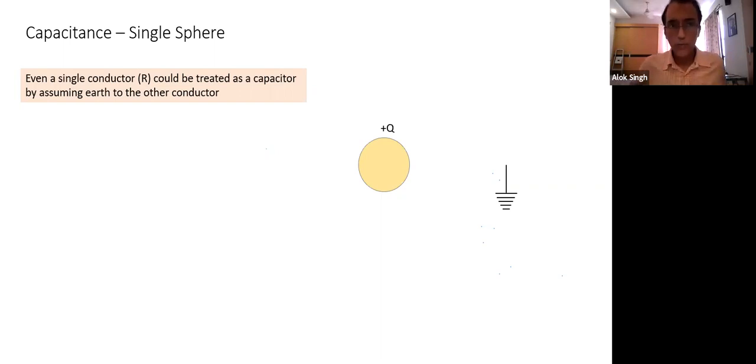So in the case of a single sphere, we assume the second object is what? What is the second conductor? Earth can be taken as a second conductor. So what are the two things here? There's one sphere of radius r, and for a capacitor I need to have a second conductor. I have drawn a big circle. What does this one indicate? This is Earth. So we have placed plus Q charge here. How much charge do you place on the Earth? Minus Q.